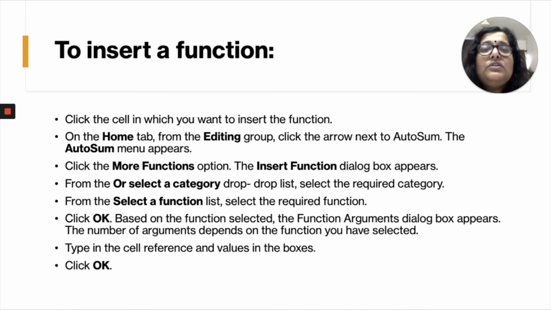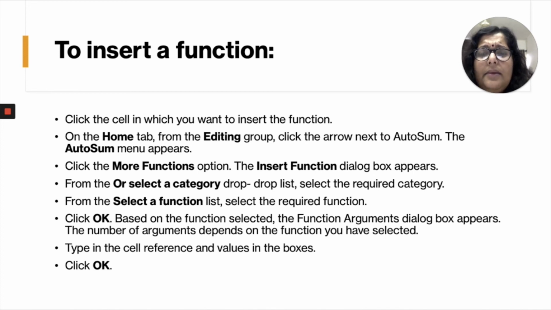The Insert Function dialog box appears. When you click on More Functions, the Insert Function dialog box appears. From the Or Select a Category drop-down list, select the required category. You have to look for Or Select a Category and click on the drop-down list next to it. From the Select a Function list, select the required function. You have to identify what function you need to use from the Select a Function list.